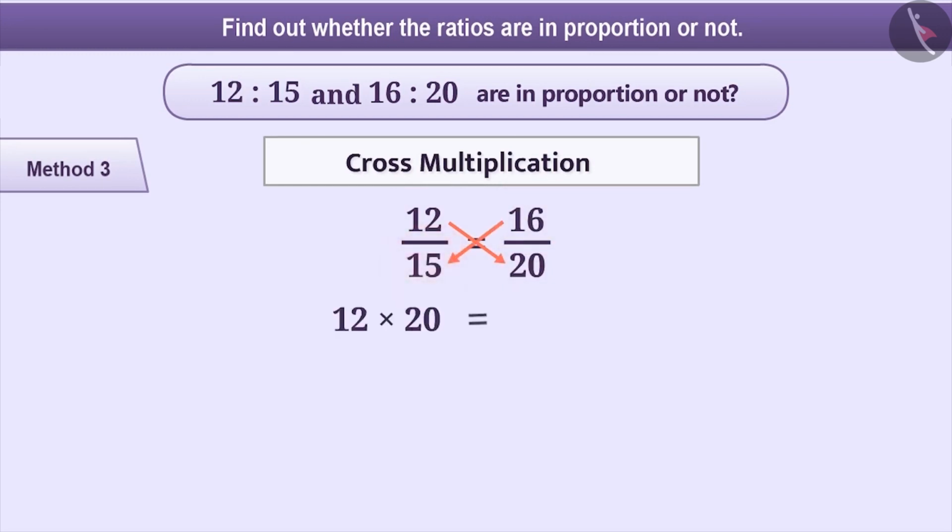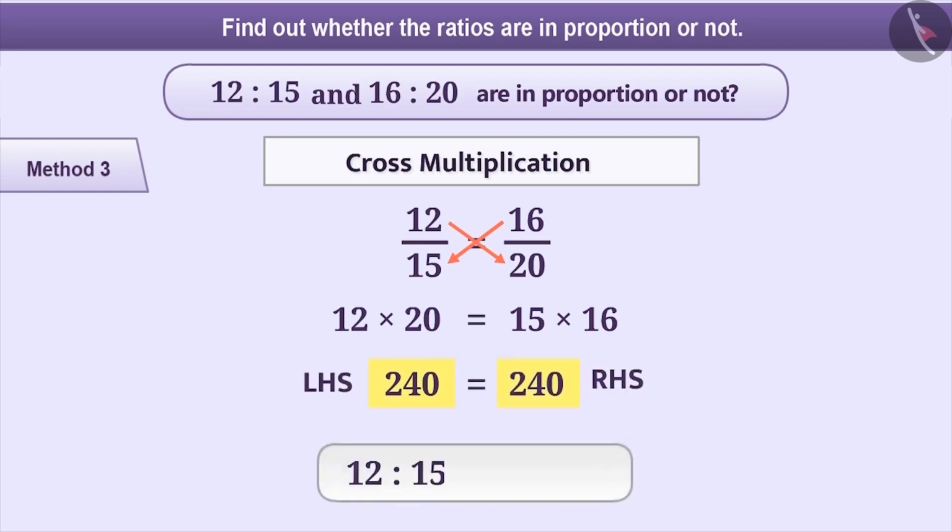12 into 20 is equal to 15 into 16. The product of 12 into 20 is 240 and 15 into 16 is 240. After multiplication, we get the LHS is equal to the RHS. Therefore, we can say that 12 is to 15 and 16 is to 20 are in proportion.